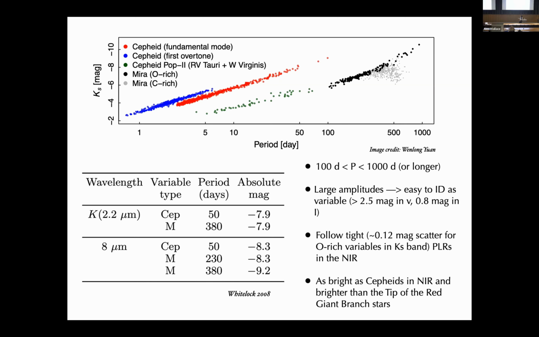So up here, you can see a comparison between the Cepheid PL relations and the Mira PL relations here. You can sort of see that it's not linear at longer periods, probably due to hot bottom burning. And these are the carbon-rich Miras that don't really have a good PL relation in K-band.